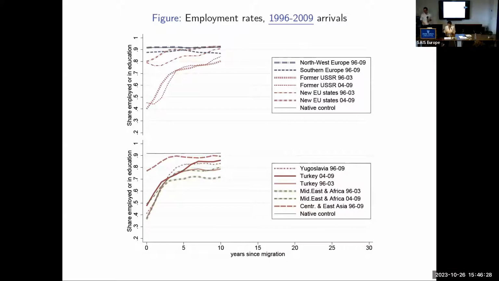For completion, these are the most recent cohorts. Of course, we can't follow them for so long, but you see the same patterns, right? For certain source countries, you have very low employment rates, and they also don't seem to fully converge.